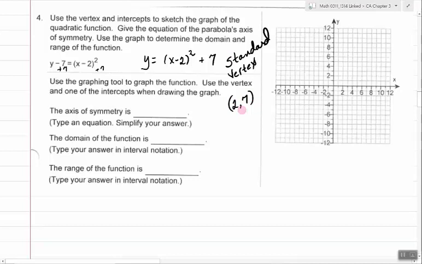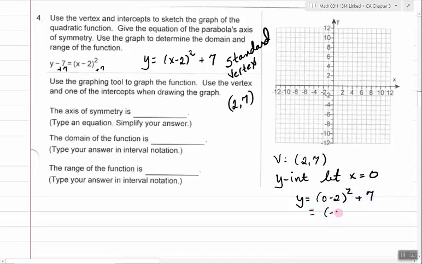You'll be asked to graph first. So I have a vertex is 2, 7. I need the y-intercept. How do I do that? I let x equal 0. So I'm using this version. Y is equal to 0 minus 2 quantity squared plus 7. That's negative 2 quantity squared plus 7. That is 4 plus 7, which is 11. The y-intercept is the point 0, 11.